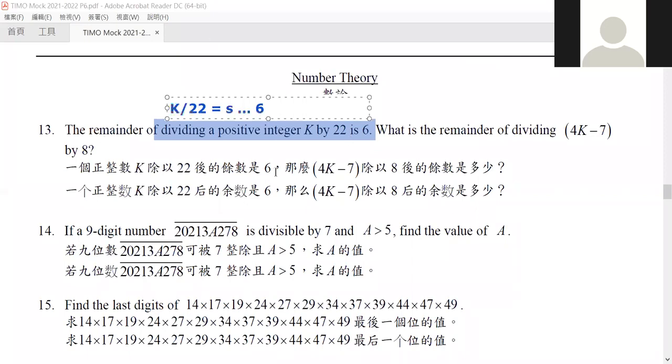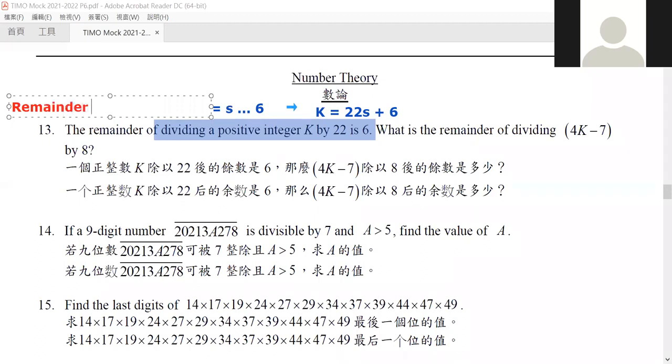But we can rewrite this as the following. We know that k can now be rewritten as 22s plus 6, right? This is the remainder theorem. We can rewrite a division into a multiplication equation, with equal values. So now let us use our remainder theorem and substitute this k into the expression here.